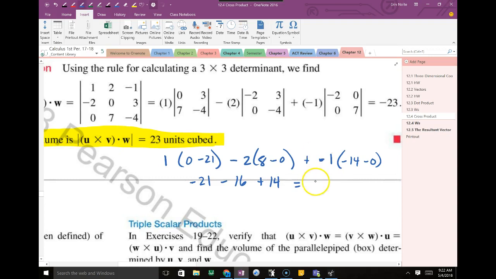I did get negative 23, but do you see how you then turn it positive? Because it's absolute value. So 23, and that is just your volume, so it would be units cubed. Does that make sense?